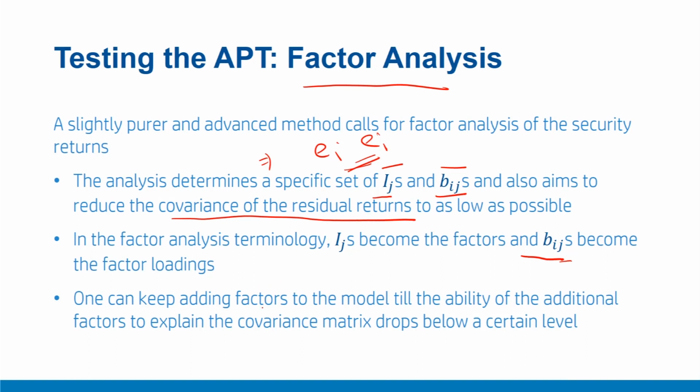Now one can keep on adding factors here or these IJs in the model in order to increase the explanatory power of the model so that these factors can explain the covariance matrix, or in simple terms the explanatory power of the model, and decrease the residuals. However, this presents a trade-off in the sense that more and more factors will have lower marginal contribution to the explanatory power, but at the same time may introduce certain noise to the model.